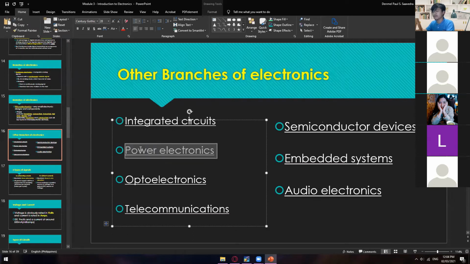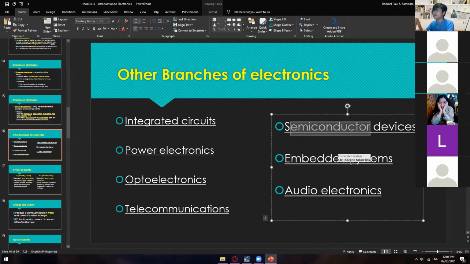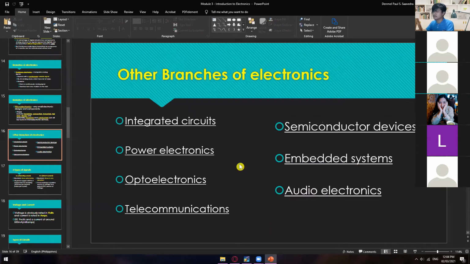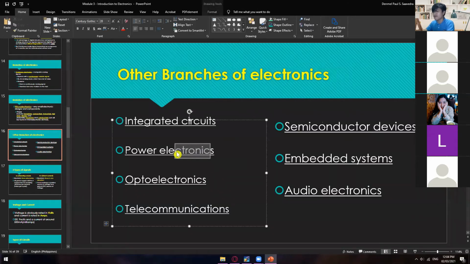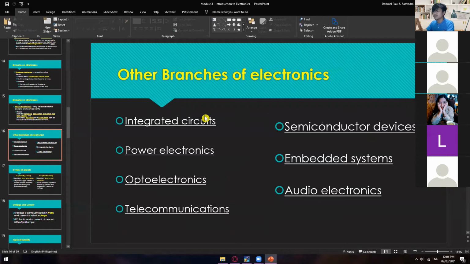And then we have power electronics. We have optoelectronics, which deals with light, telecommunications, which deals with signals maybe or communications. And we have semiconductor devices, embedded systems, and then audio electronics. These are just the other parts which I will not explain anymore, since we will not be discussing the fundamentals or the basics of power, opto, and telecommunications. So maybe integrated circuits. This is the only one that we will discuss a little bit more.